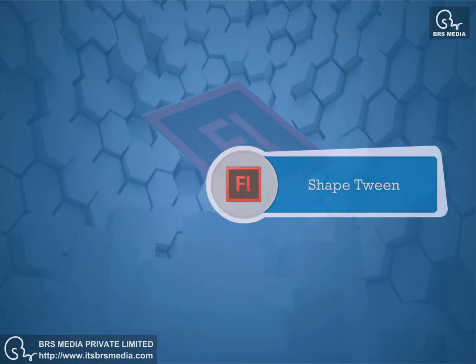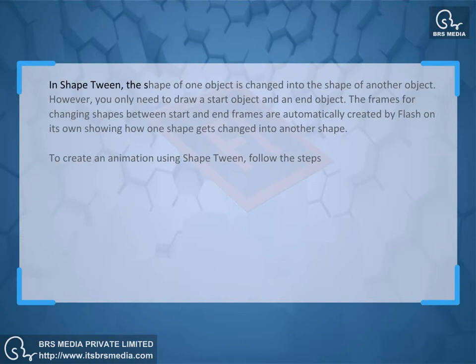Shape tween. In shape tween, the shape of one object is changed into the shape of another object. However, you only need to draw a start object and an end object. The frames for changing shapes between start and end frames are automatically created by Flash on its own, showing how one shape gets changed into another shape. To create an animation using shape tween, follow the steps.